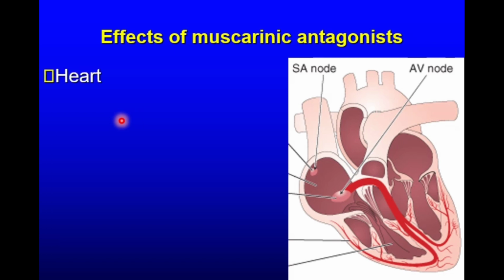On the heart, at rest, usually parasympathetic activity is controlling the heart rate at the SA node level. Therefore, atropine, by removing the inhibitory effect of acetylcholine on the SA node, will cause a mild tachycardia.